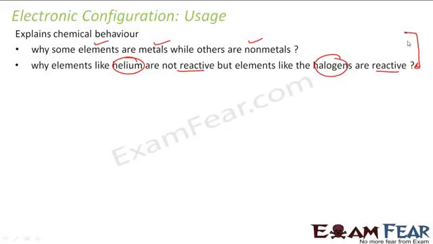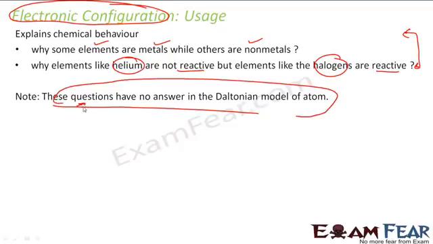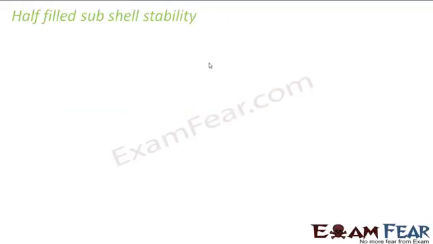In the next chapter we'll again learn the periodic classification of elements and the behaviors of the elements, and the behavior is dependent on electronic configuration. But just understand that it is electronic configuration which decides the chemical behavior of an element. And please note, these questions were not answered by the Daltonian model. Dalton was not able to explain why some elements are reactive and some are not reactive. This is explained using electronic configuration.